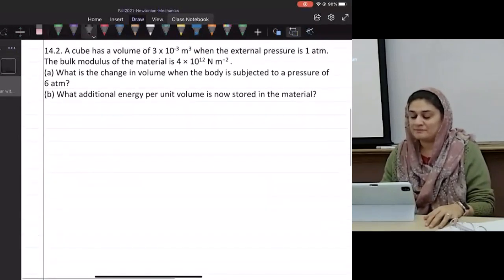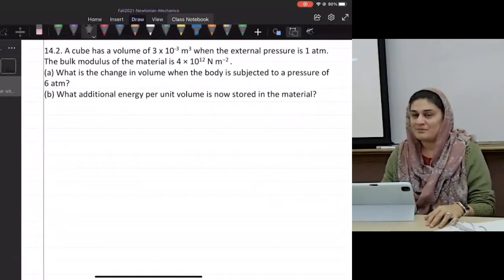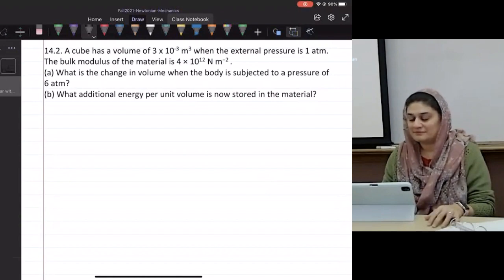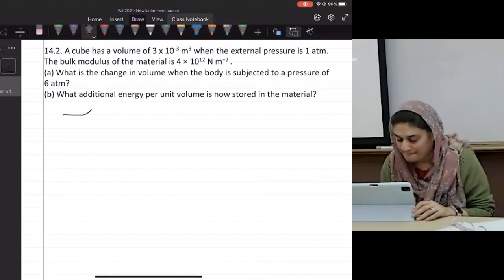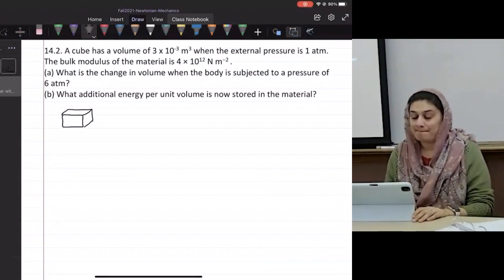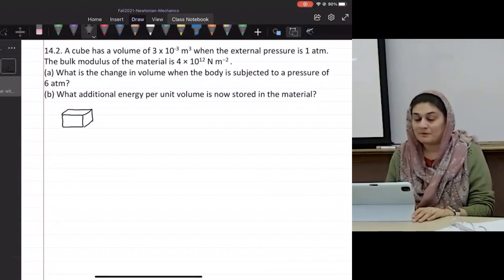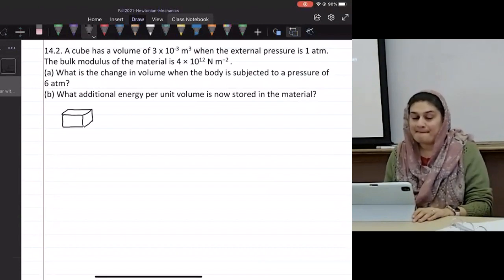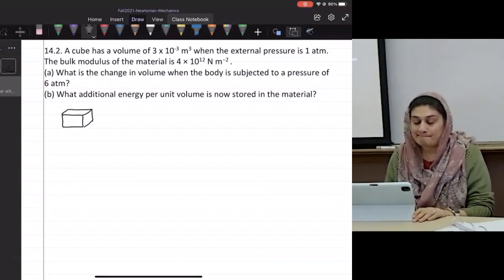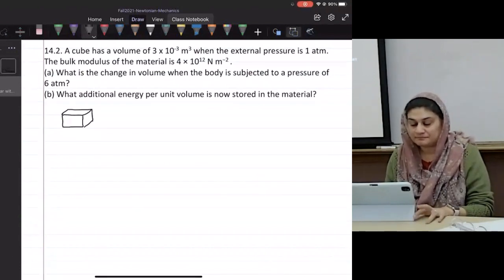Okay, part 2. Somebody read. A cube has a volume of 3 times 10 to the -3. When the external pressure is 1 atmosphere, the bulk modulus of the material is 4 times 10 to the 12 Newton per meter squared. Question A: what is the change in volume when the body is subjected to a pressure of 6 atmospheres? And question B: what additional energy per unit volume is now stored in the material?